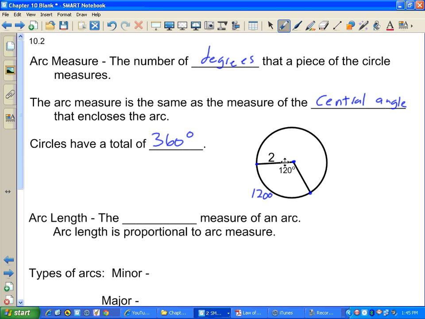It should make sense because when we talk about angles, we put this little symbol on there, we say that's 120 degrees. Well, if I just keep making those bigger and bigger, eventually I get to this, and that's a 120 degree arc.